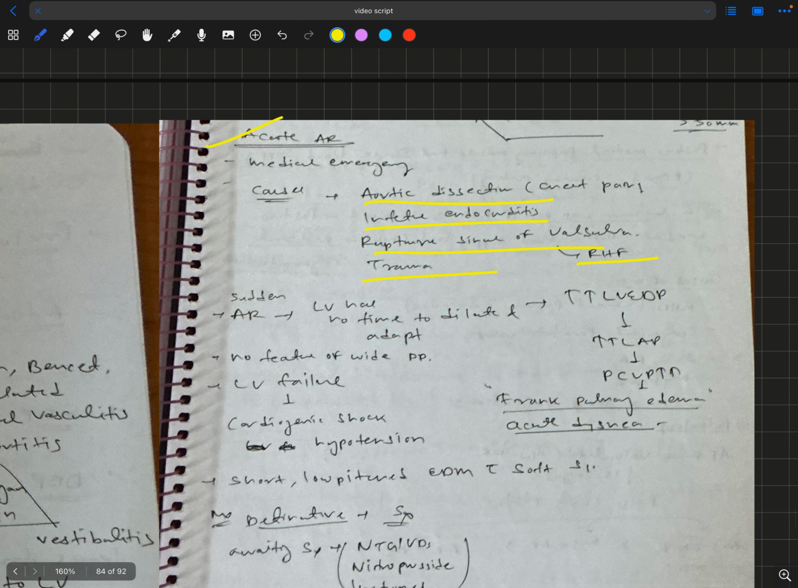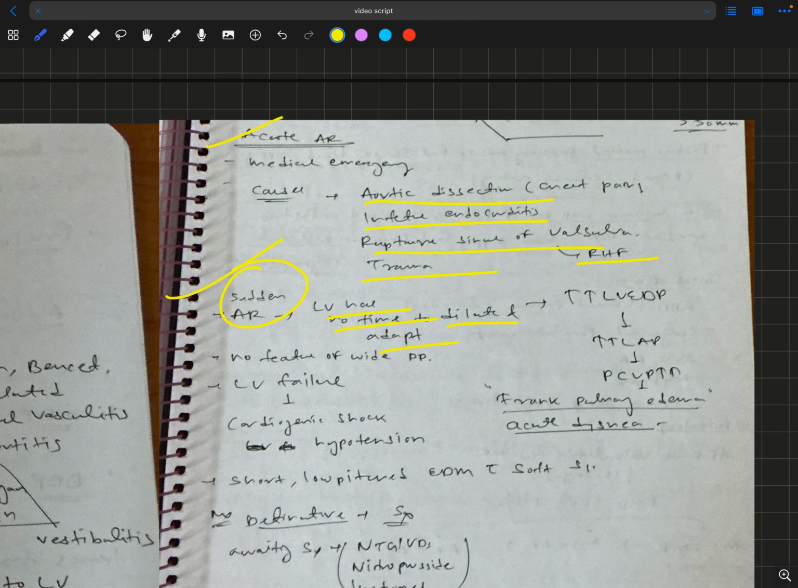I told you, when this backflow of blood from the aorta to the left ventricle happens for a long period of time, the LV will adapt and undergo eccentric hypertrophy and dilatation. But in these cases it is happening suddenly, sudden AR. So the LV has no time to dilate and adapt. That will lead to volume overload inside the left ventricle in the acute condition.